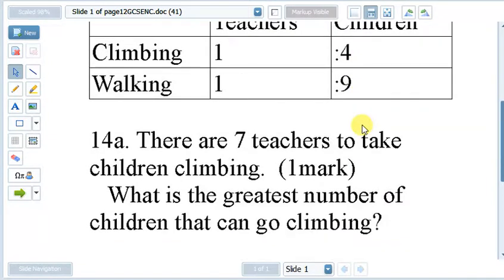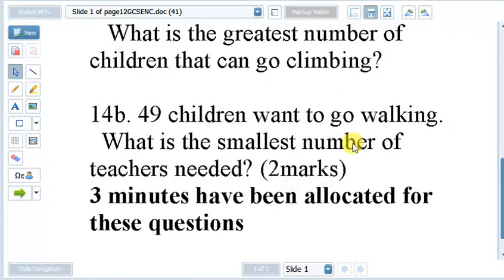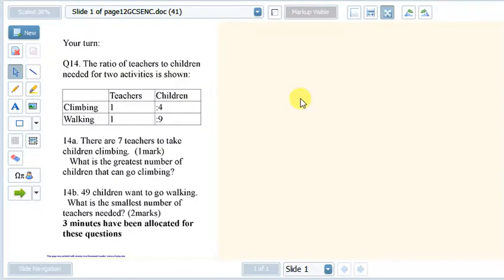14A. There are 7 teachers to take children climbing. What is the greatest number of children that can go climbing? And 14 part B. 49 children wanted to go walking. What is the smallest number of teachers needed? Okay, so you've got 3 minutes to complete those, and then we'll go through them. Good luck and have a go at them.